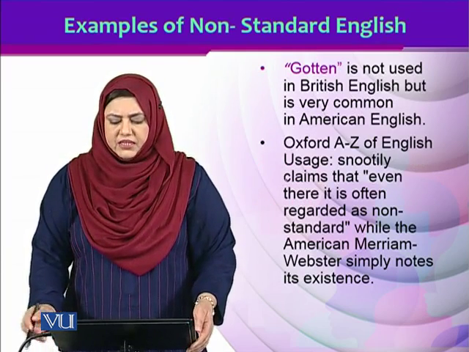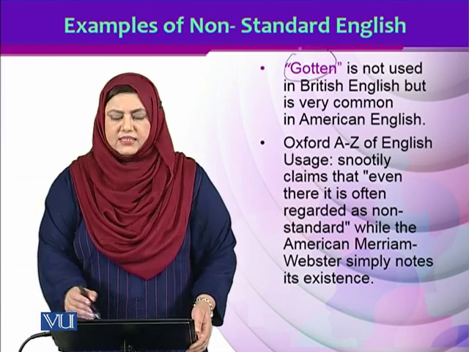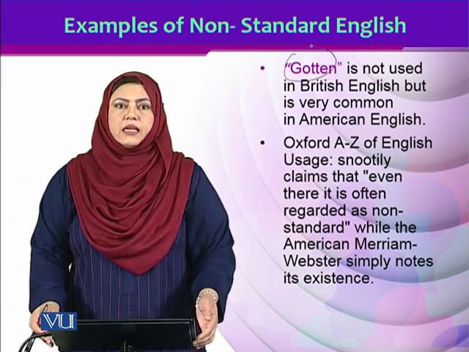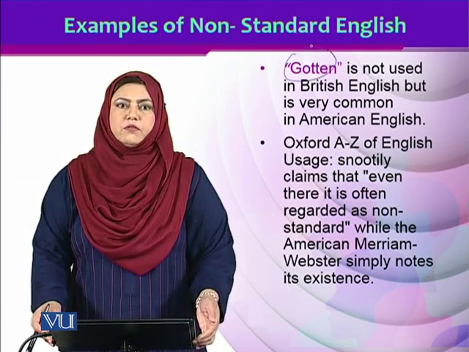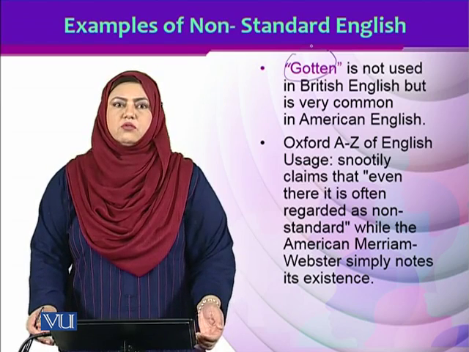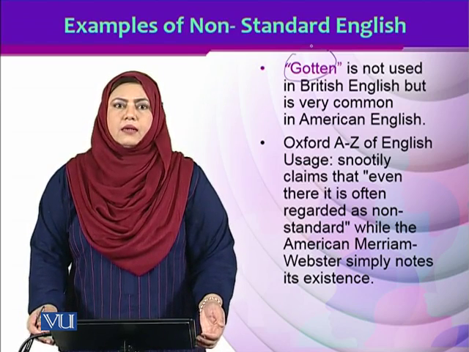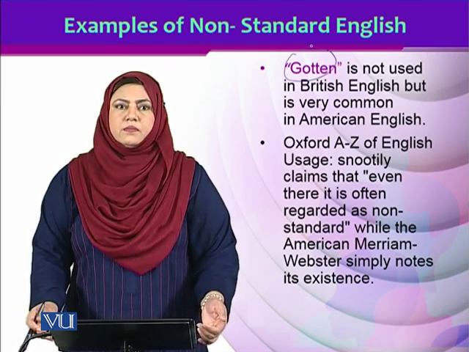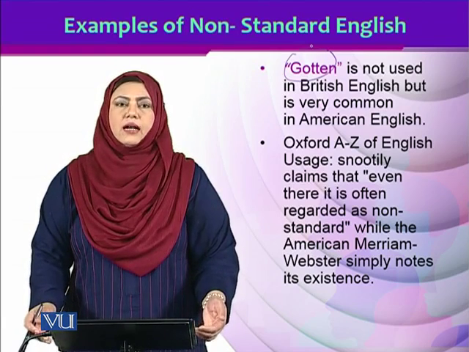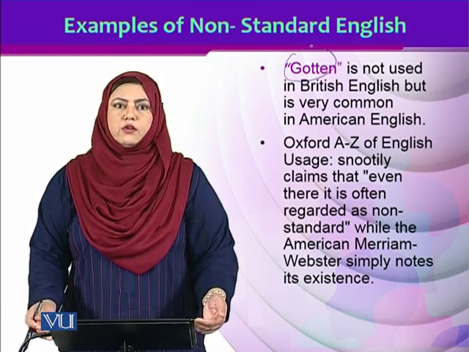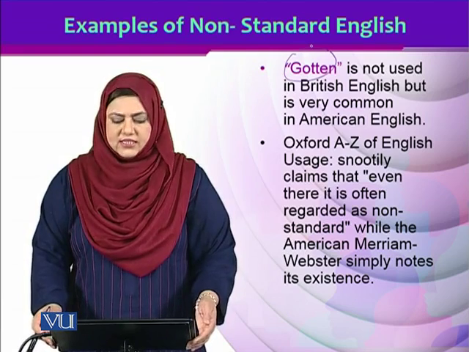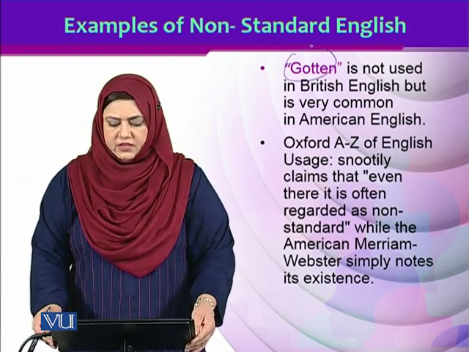Another important example is gotten. In fact, this has come into British English from American English vocabulary, because in American English, the third form of the verb got is used as gotten, but in British English, this is used as a non-standard form. And instead of saying I got that or I have got that, the choice of gotten, for example, I have gotten that, is used in a non-standard usage.